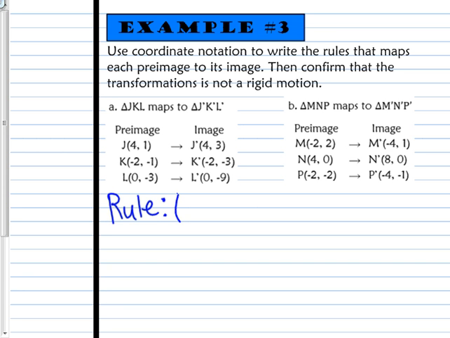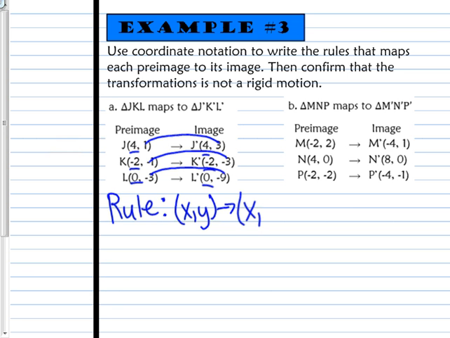Start off with X, Y. And so look first, did any of the X's change? 4 to 4, -2 to -2, 0 to 0. No, they did not. So X stayed exactly the same. And then look to see what happened to the Y's. The X's stayed the same. What happened to the Y's? The 1 became a 3, the -1 became a -3, and the -3 became a -9.